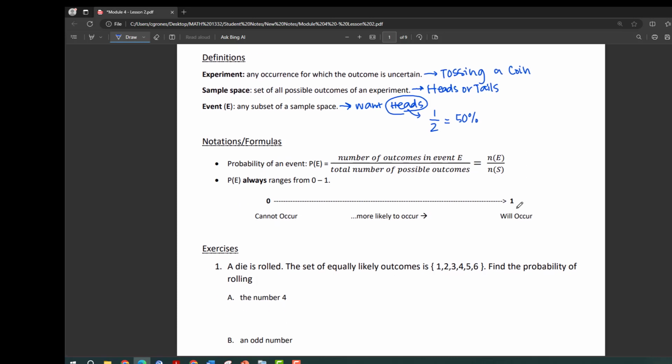So the probability, this particular formula is what you want to look at. You're going to take the number of outcomes in that specific event and divide by the total number of possible outcomes. Now your probability is always going to be from 0 to 1. So if it's closer to 0, or if it is 0, it's probably not going to happen. Whenever it gets closer to 1, then it has a higher percent of happening.